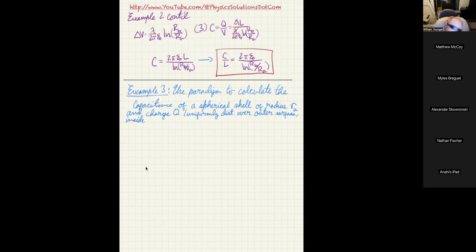inside of a negatively charged concentric spherical shell of radius RB greater than RA. Okay, so with all this in mind, I'm going to quickly draw a coordinate system to give you an idea of what we're talking about here.